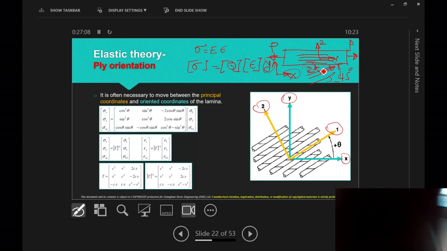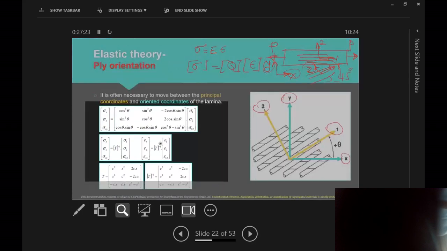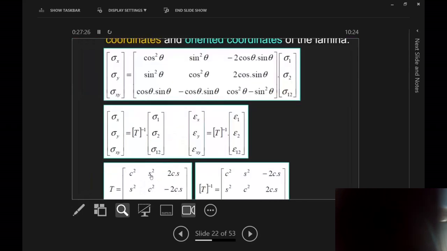Now we want to say, if we want to find stresses and strains in the X and Y direction, which is in the direction of the loading, what do we do? It's not rocket science here. It's a transformation matrix. So if I want to find stresses in the X and Y loading direction, then that would correlate to stresses in the 1 and 2 direction with respect to this transformation matrix, depending on the orientation of the ply. As you can see, cos of theta to the power of 2 and all of that. You don't need to memorize it, it's there.